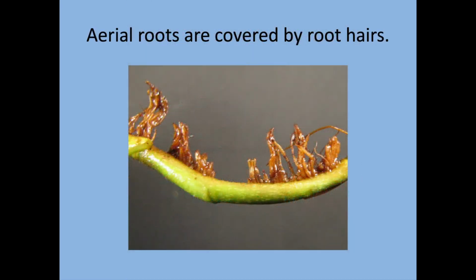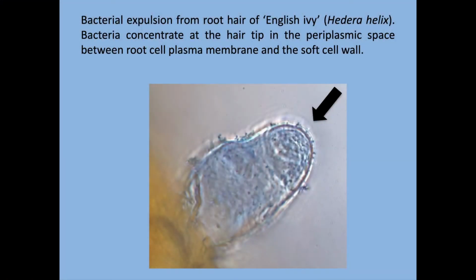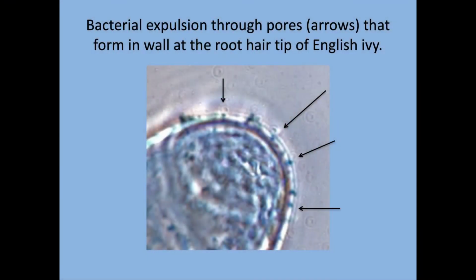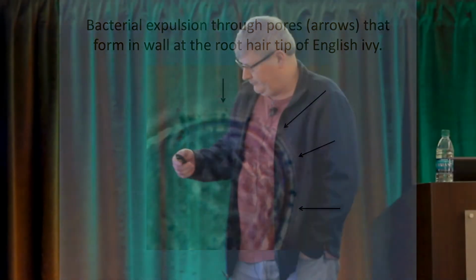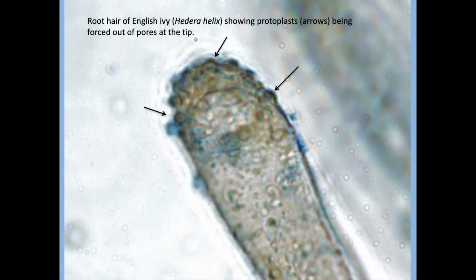English ivy has roots that go into the air, so it's easy to see them. These are some of the air roots, but you can see here from English ivy a root hair. You can see microbes there at the tip, and you can see the little pores forming right there. It's a close-up of that. You can see those little pores that develop, and the protoplasts get squirted through them. This shows the English ivy hair again, and you can see the protoplasts accumulating on the surface as they're pushed out.